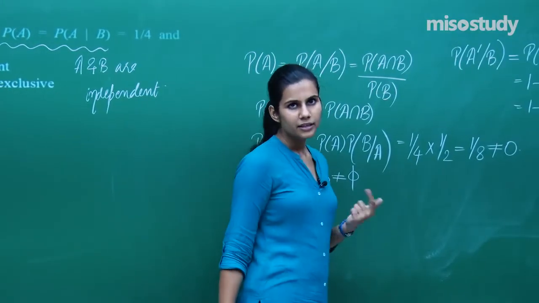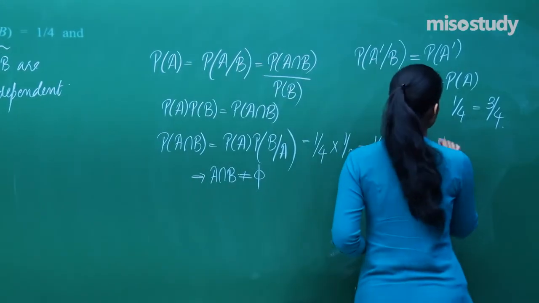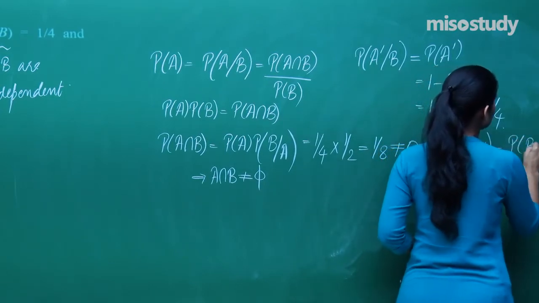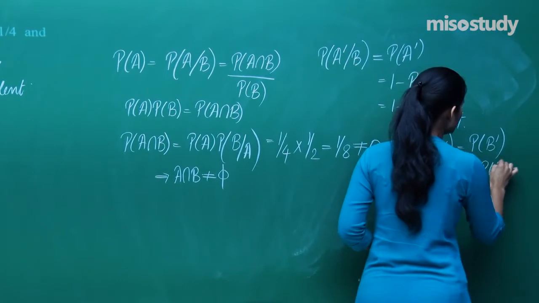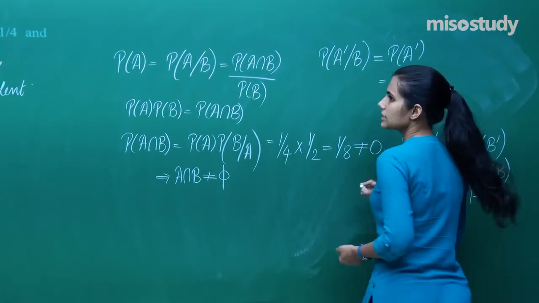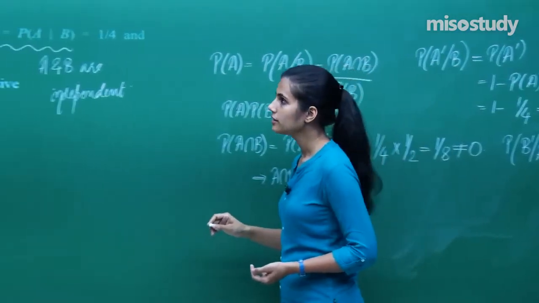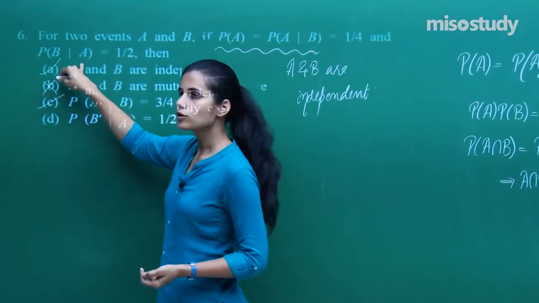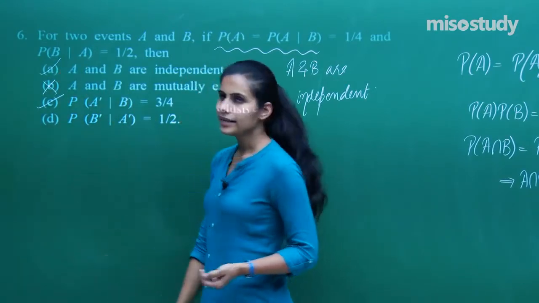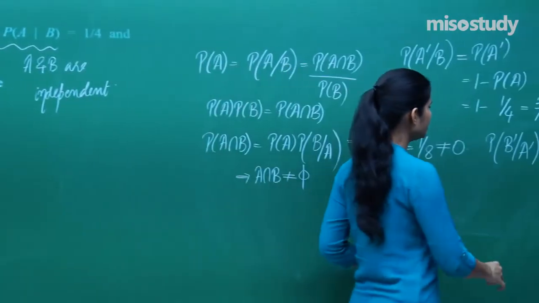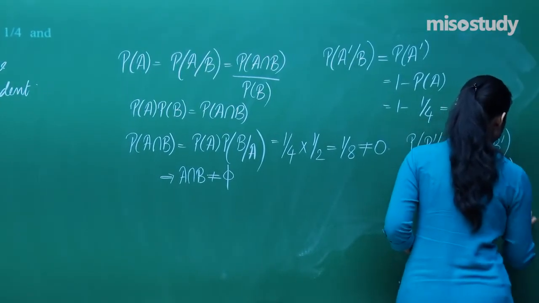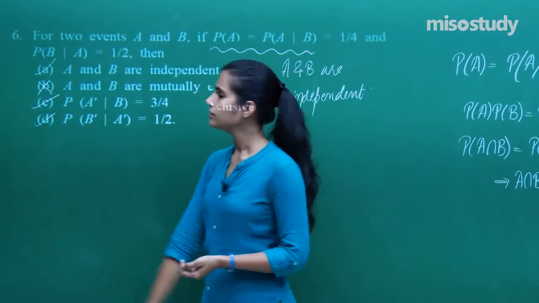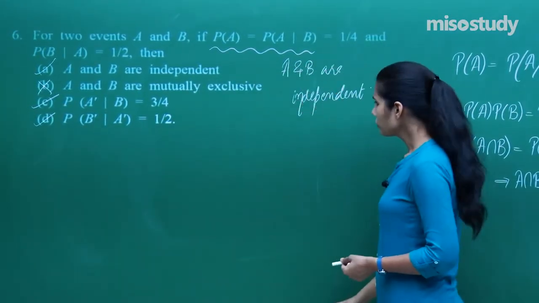Similarly, what is probability of B dash by A dash? Now if A and B are independent, B dash and A dash are independent. So probability of B dash by A dash is the same as probability of B dash, which is 1 minus probability of B. What is probability of B? Now if A and B are independent, probability of B is the same as probability of B when A has already happened, which is equal to 1 by 2. So this is 1 by 2, and therefore even this is true. Clear? Let's move on to the next question we have.